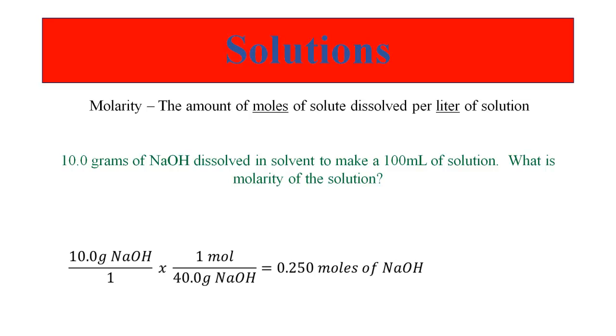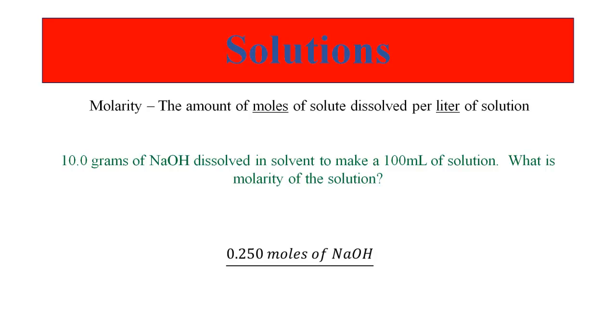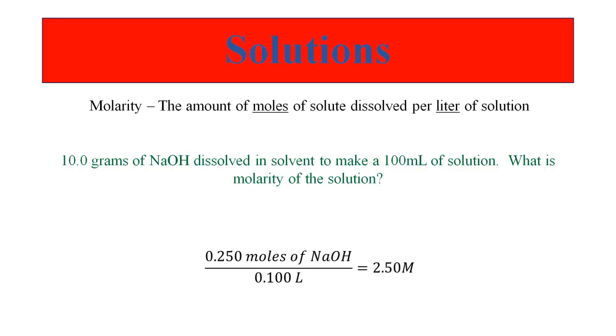So we have our moles of our solute, and now we divide that by the liters of solution. Well, 100 milliliters of solution is equal to 0.100 liters. If I take 0.25 moles and divide it by 0.1 liters, I get a molarity of 2.50 molar.